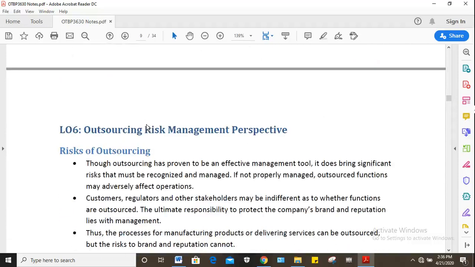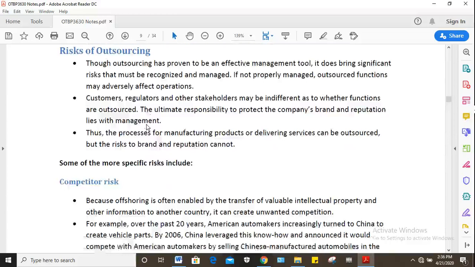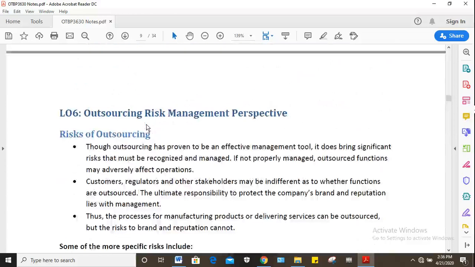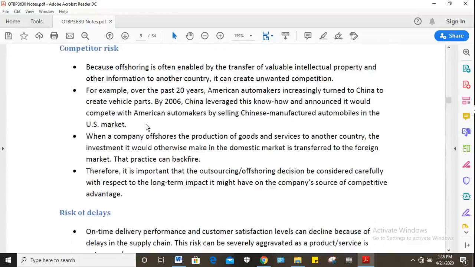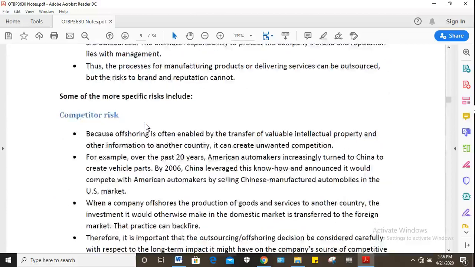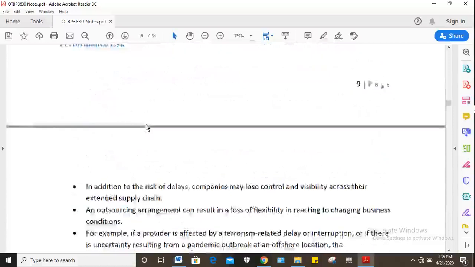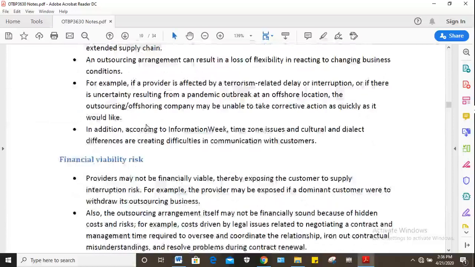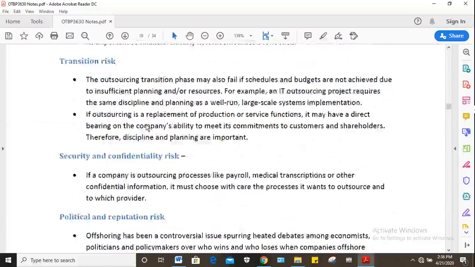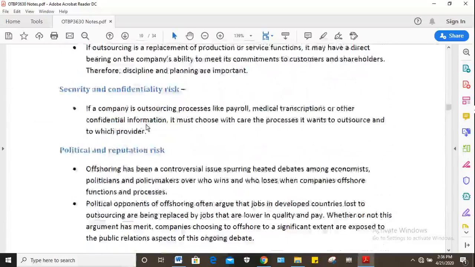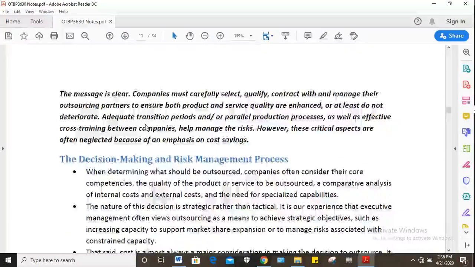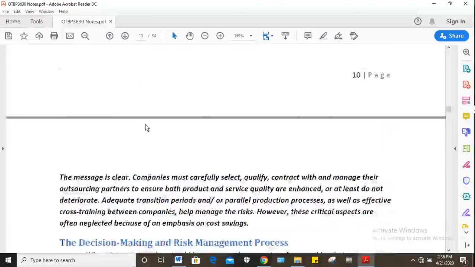Then the learning outcome 6 is on outsourcing risk management perspective. So in this learning outcome, we identify the risks of outsourcing. Then we also identify the ways to mitigate these risks. So for example, there's competitor risk, risk of delays, performance risk, financial viability risk, transition risk, security and confidentiality risk, political and reputation risk, and also many other ones that you can also look for.